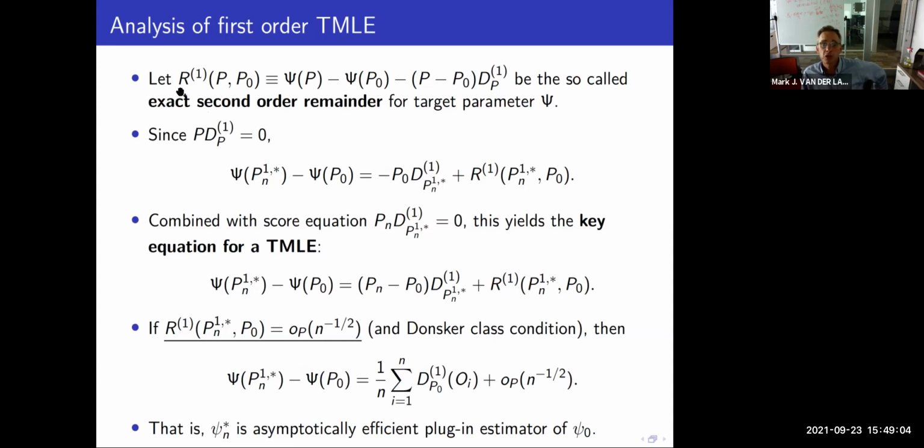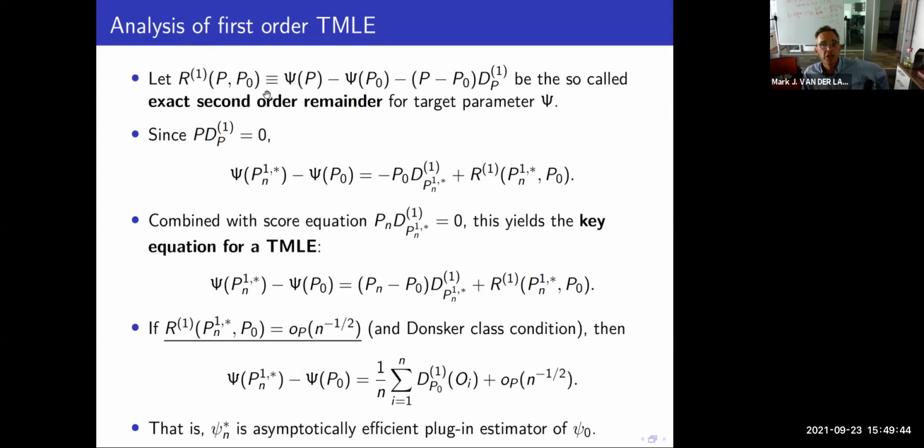So there are two things. The first thing I do when I have a particular problem, I'm not only calculating the canonical gradient, I'm also calculating this exact second order remainder. I call it R1. And it's defined, for any P and P0, as psi(P) minus psi(P0) minus this first order linear approximation, which is the integral of the canonical gradient with respect to P minus P0. It's just empirical process notation. That will be second order because this is a first order difference. And then of course, what's left is some second order difference in the P minus P0. So we can calculate that for any problem.